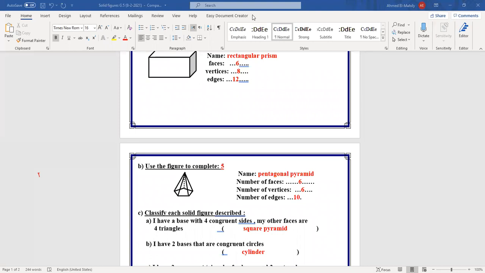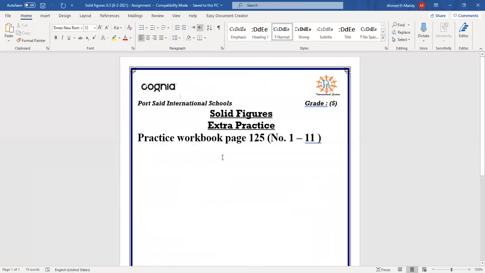Okay, guys, this is today's homework, God willing. Practice workbook page 125, the whole page, from number 1 to number 11. Okay, any questions, everyone?